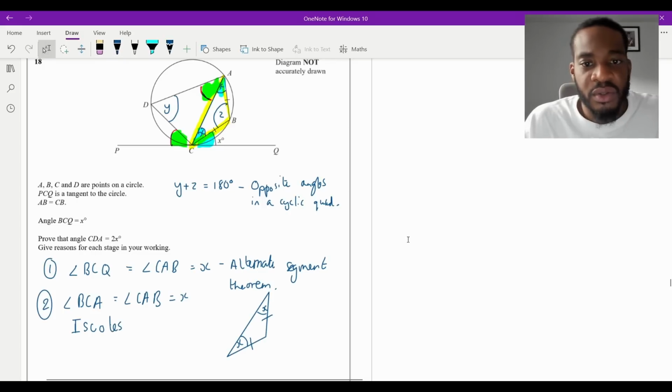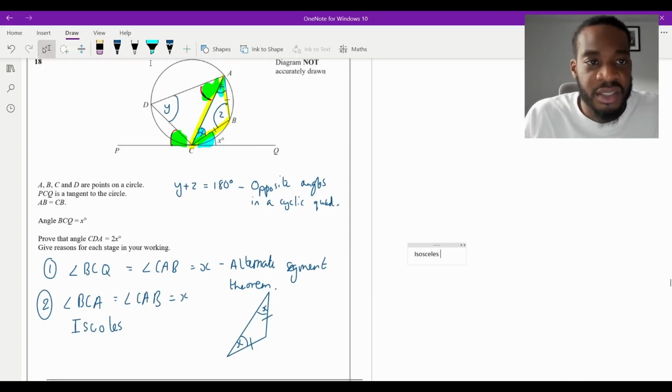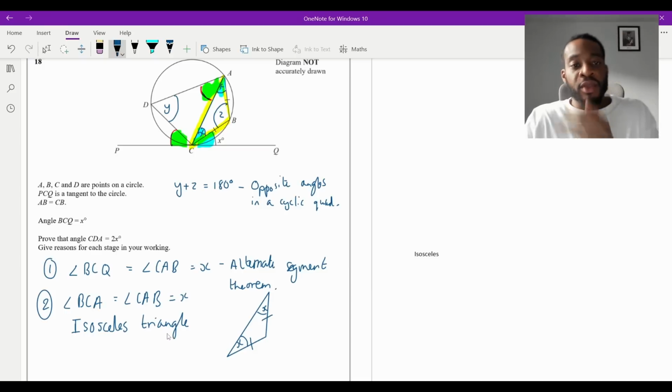Isosceles. Hold on. Don't butcher me, guys. I'm a maths teacher. Isosceles. Isn't that how you pronounce it? Okay. I know how to spell. So, because that was awful. All right. So, isosceles. That's how I remember it. Isosceles triangle. Okay, perfect.